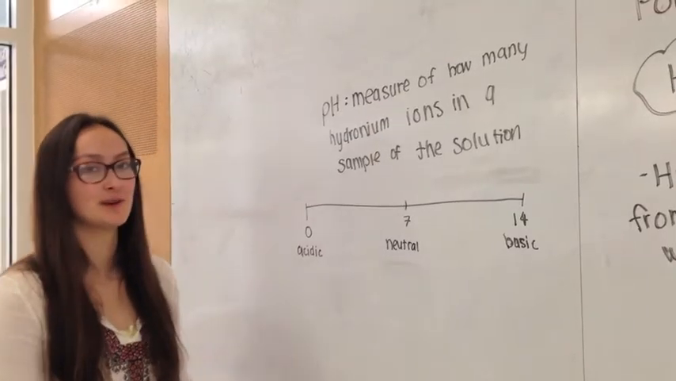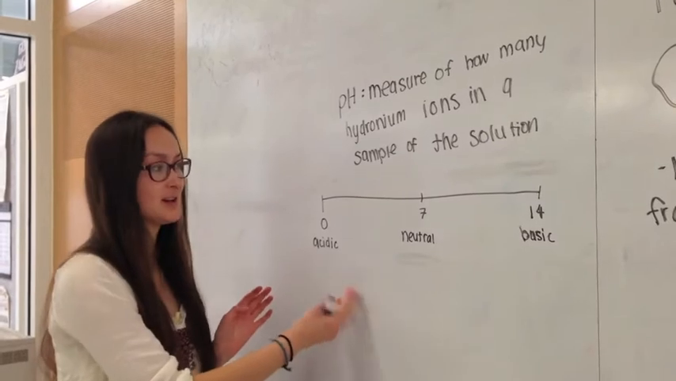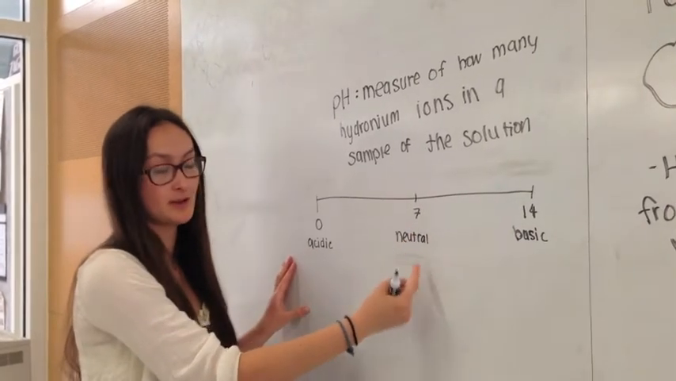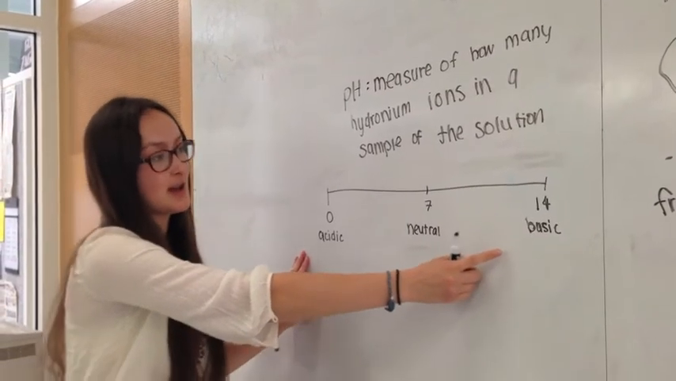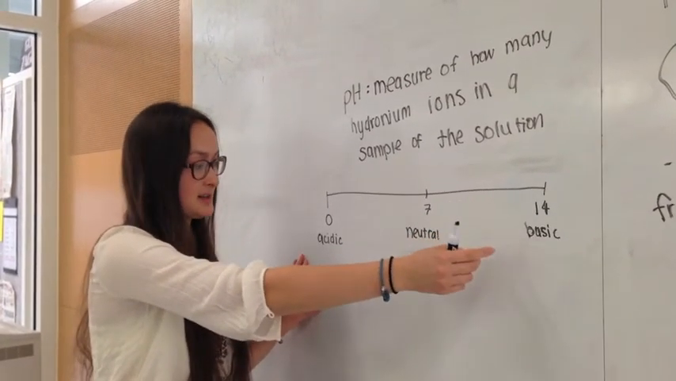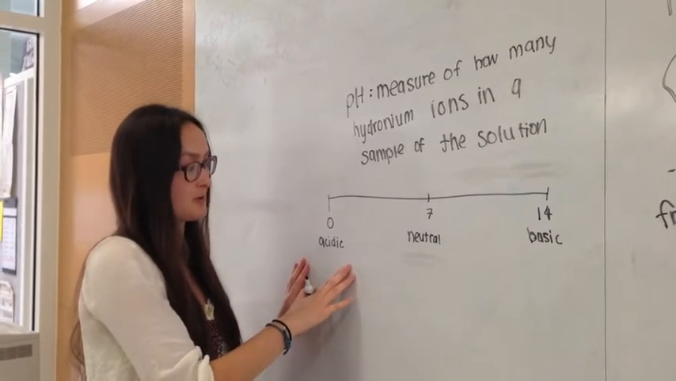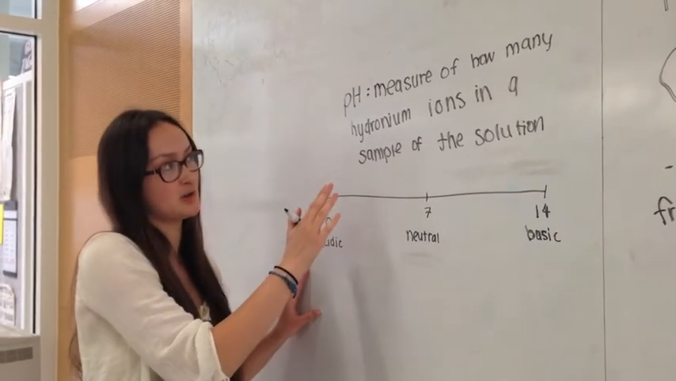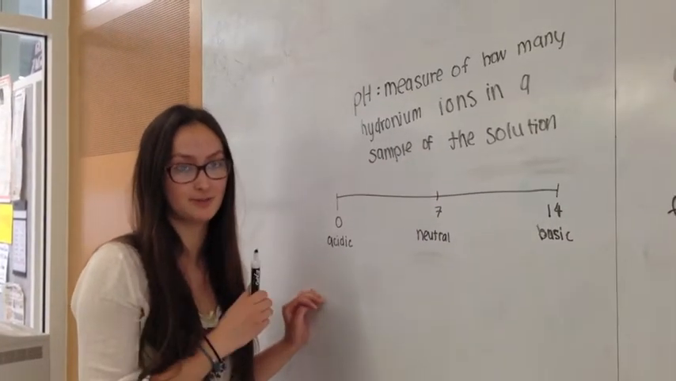So pH is the way that we measure whether a substance is more basic or more acidic. Here on the scale we have a 7 being neutral, and then the farther you go this way, the more basic the liquid gets, and these are going to be the cooler colors as an indicator. The more this way you go, the more acidic it gets, and these are warmer colors. And so the pH is the measure of how many hydronium ions there are in a sample of the solution.